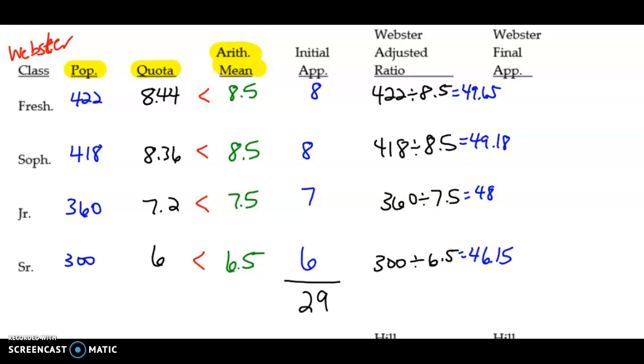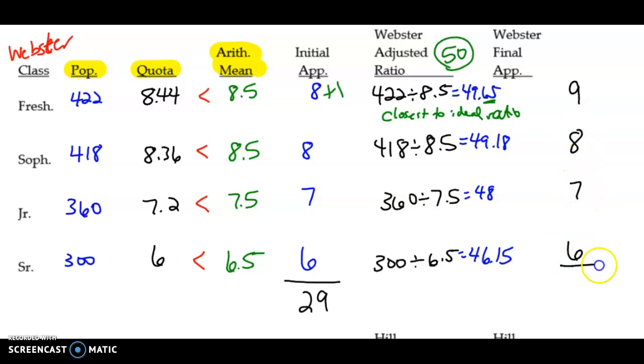Okay, so if we get the Webster adjusted ratio, we want to look at which one is the highest because there's only one seat left over. So if we look at the whole numbers, 49 is the highest, 0.65. That one is the closest, I should say, the closest to the ideal ratio. So not necessarily the biggest decimal point, the one that is closest to the ideal ratio, which in our case was 50. Okay, so the freshman is going to be the group that gets the extra vote. So the final votes would be 9 for the freshman class, 8 for the sophomore class, 7 for the junior class, and 6 for the senior class, for a total of 30 votes.